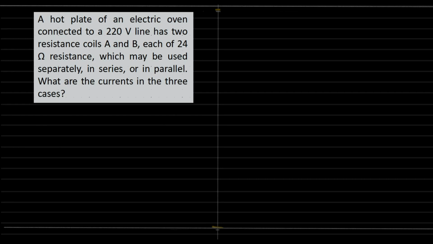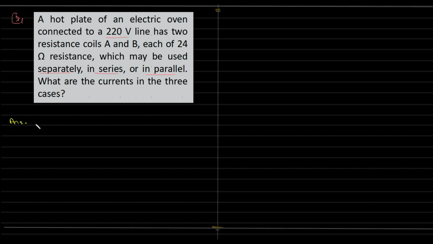A hot plate of an electrical oven connected to a 220-volt line has two resistance coils A and B, each of 24 ohm resistance, which may be connected separately, in series or in parallel. So there are three different cases: separately, series, and in parallel. What are the currents in the three cases?